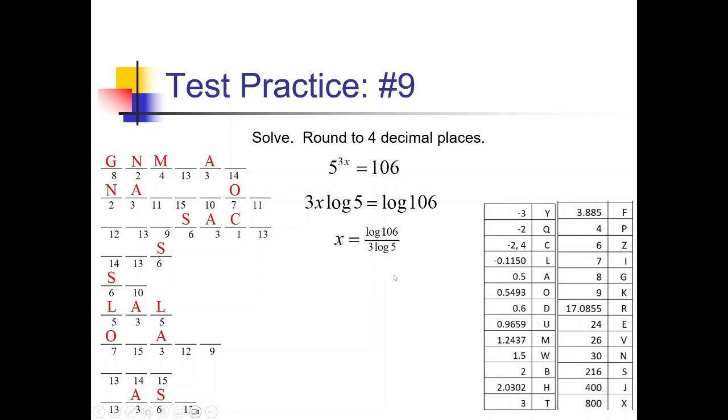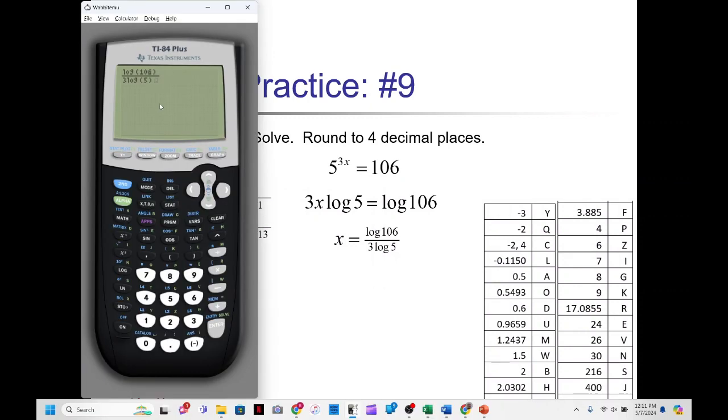Let me use the calculator for this piece. So there's what I entered in my calculator using fancy fraction mode. If you don't use fancy fraction mode, you're going to want a parentheses around your 3 log 5 to make that all happen in the denominator. Otherwise, PEMDAS is going to mess you up. So that comes out to about 0.9659.